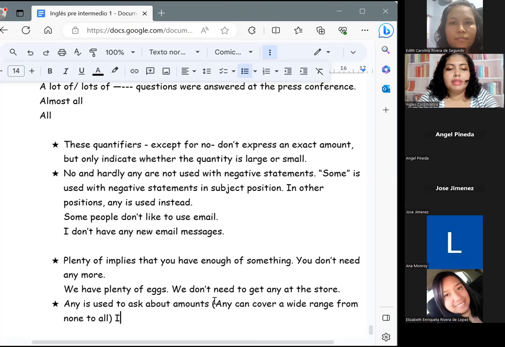In negative statements, not any means none. Significa que cuando utilizamos en oraciones negativas el not any, estamos refiriéndonos a nada, a ninguno, ya que obviamente no hay nada quizás de eso de lo que estamos hablando. Y tenemos algunos ejemplos.